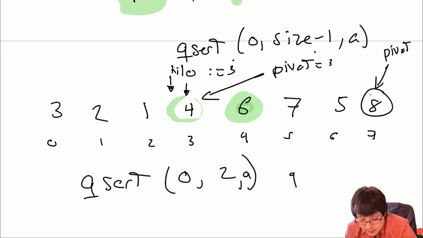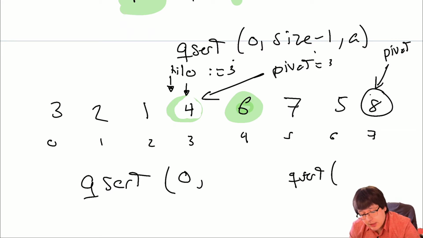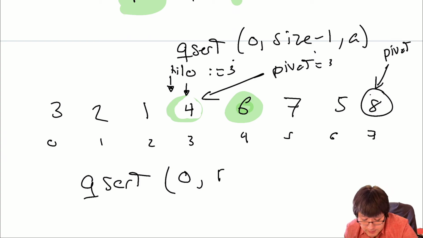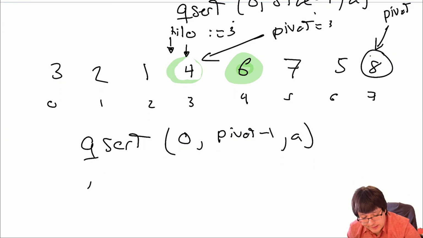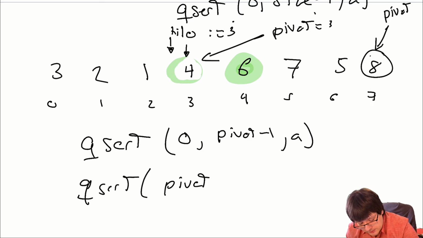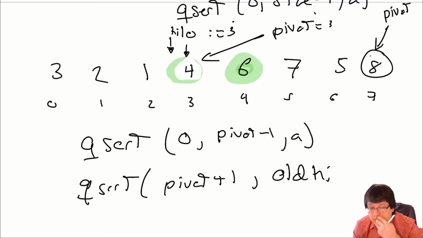and then on the other side. And how am I getting these numbers? Maybe I should explain that again just to make sure you get it. It's pivot minus 1. And then on the other side, it's pivot plus 1. And then the old high, I suppose.